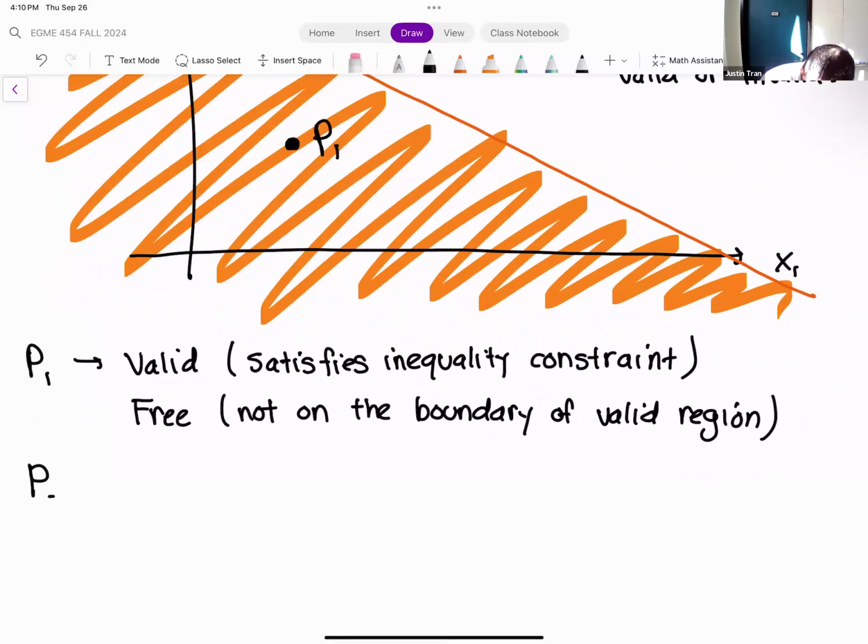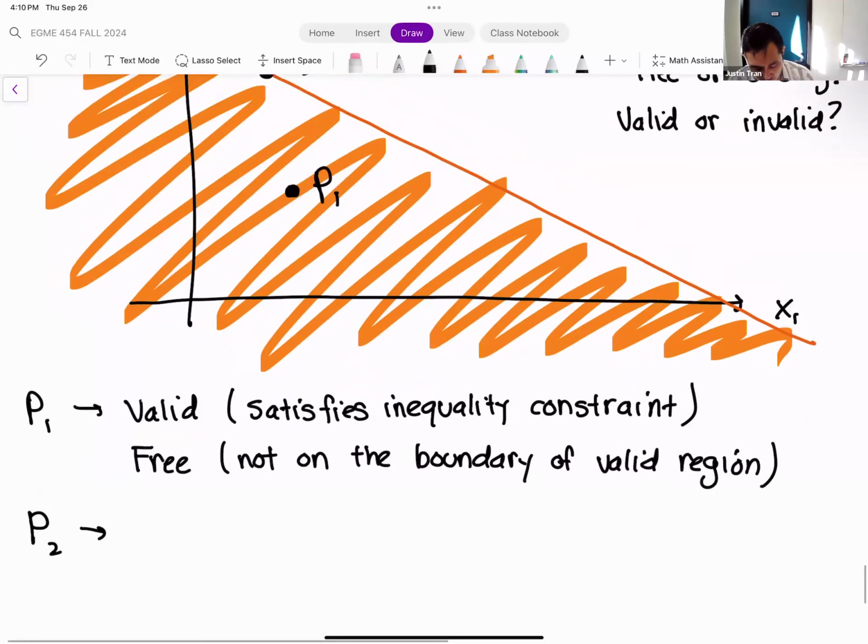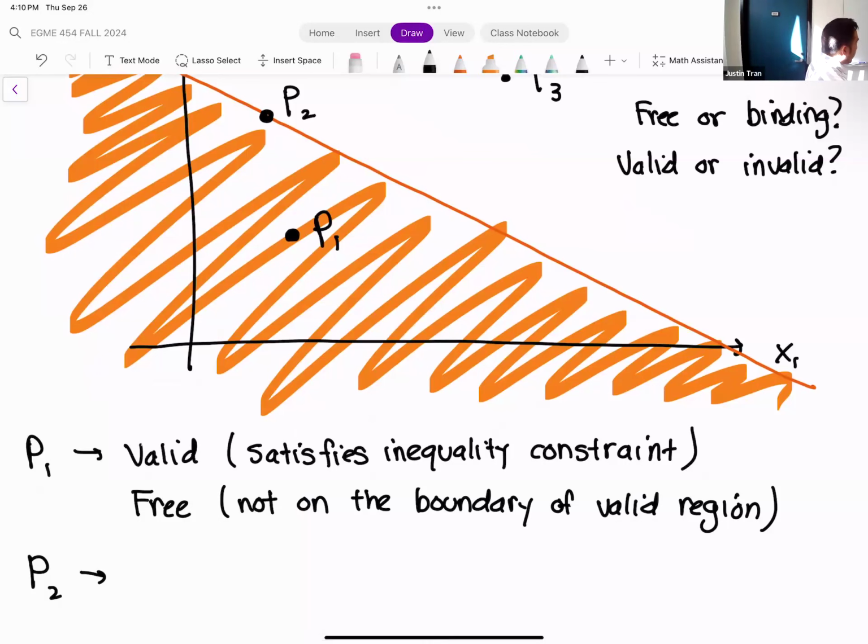Okay, now let's look at P2. P2 is sitting right on the edge of the valid region. Being on the edge still makes it valid. Okay, so we can say that it's valid. But since it's right on the edge of that region, we can say that it's bound, or the constraint is binding that point.